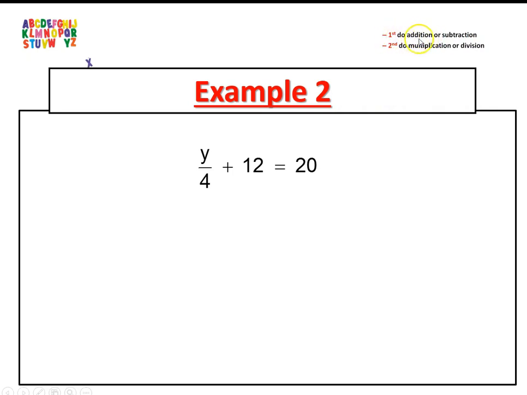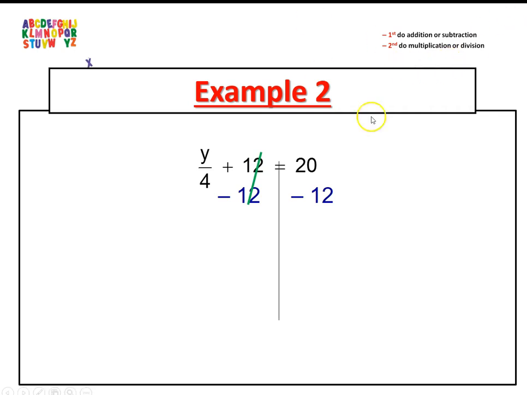Well, it says here, first undo, really, addition or subtraction. So let's undo plus 12. And the way we do that is we're going to subtract 12 from both sides. So we do that. I get y divided by 4 on the left-hand side. Those 12s cancel out.